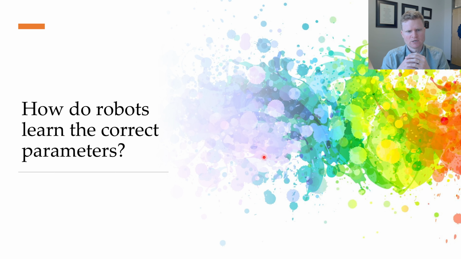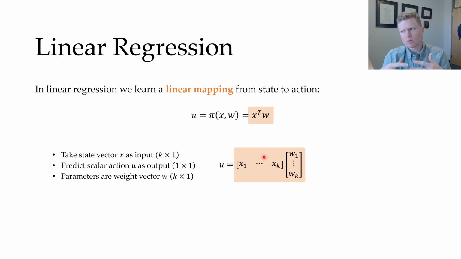Okay, so the key question in learning then is how do I figure out these parameters W, whether that's through experience or maybe from examples, how am I going to figure out these weights? Well, I want to walk through one example with linear regression. And this is a pretty simple example, but I think it shows a lot of the key concepts in robot learning.